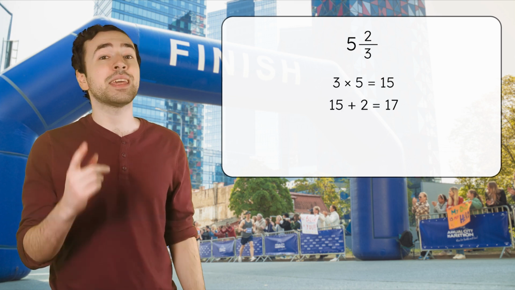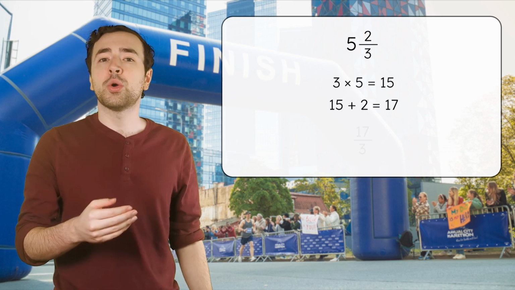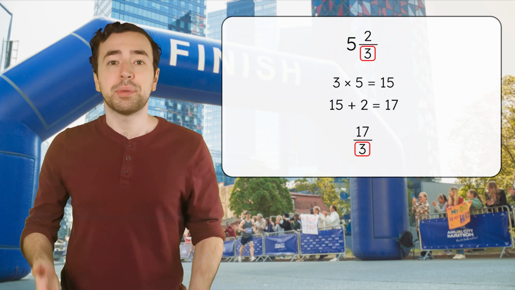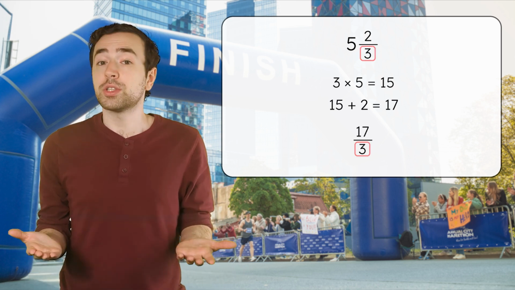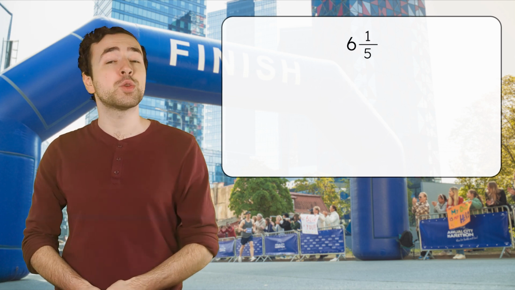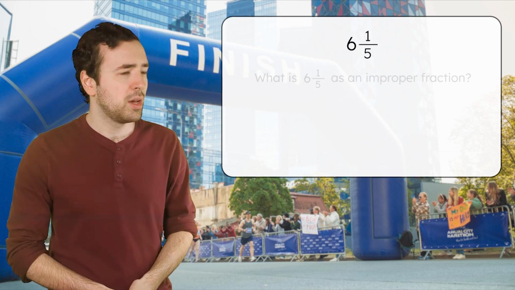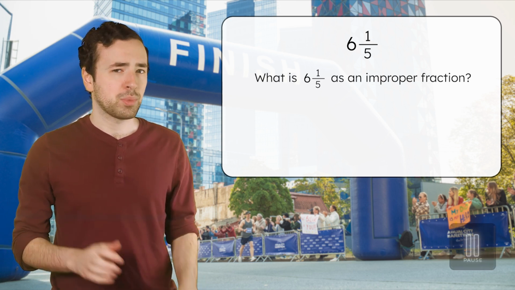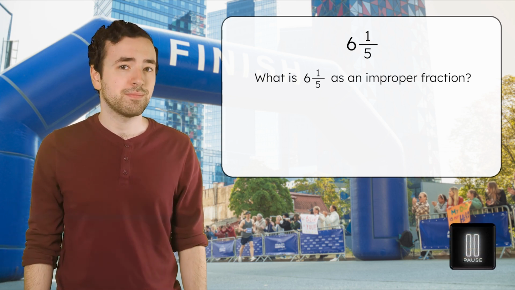Then we add the extra 2/3, bringing the total to 17 thirds. The denominator stays the same because we're still working with thirds, which is why the improper fraction is 17 thirds. The final runner's time is 6 1/5 hours. What is that expressed as an improper fraction? Pause the video here to record your thinking.